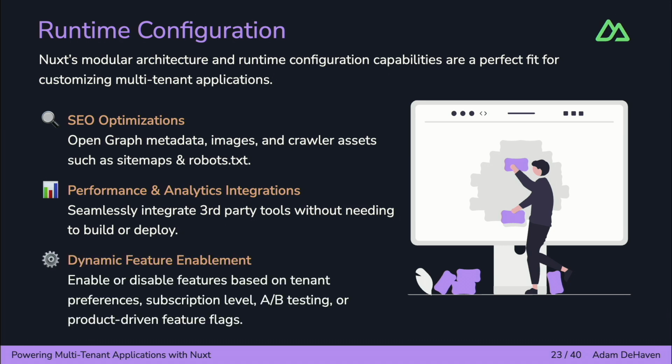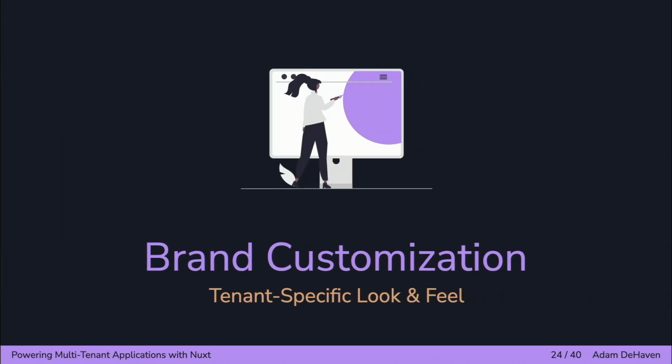So we can also dynamically control which features are available to each tenant at runtime. So for example, the ability to create new users, access certain pages, or use specific features can be toggled based on the tenant's preferences, subscription level, A/B testing, or product-driven feature flags. So the approach is the same for all integrations. You expose the integration for your tenant, determine the active tenant, access the config via our tenant-aware storage and APIs, and then configure the modules at runtime based on that tenant's preferences or other criteria.